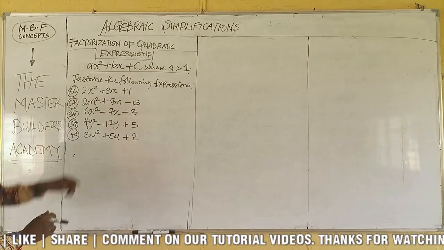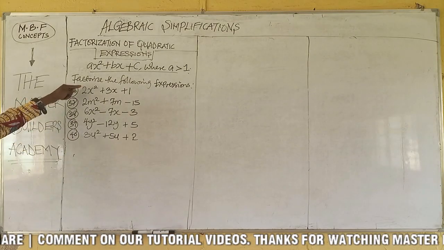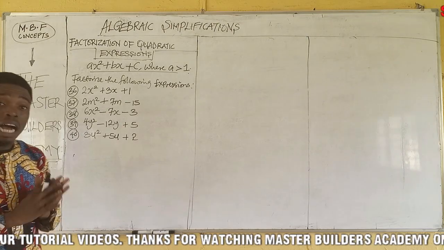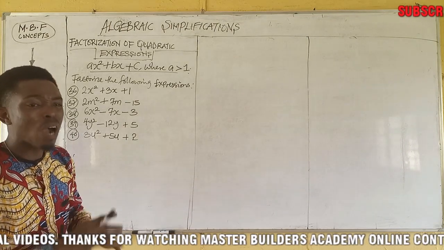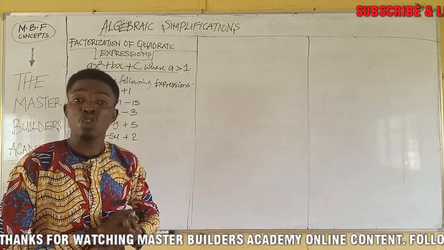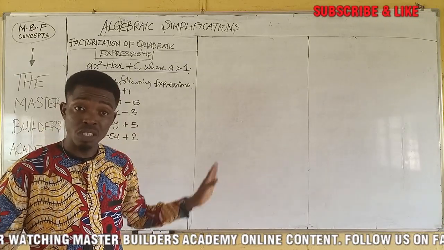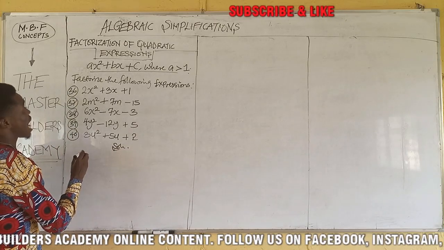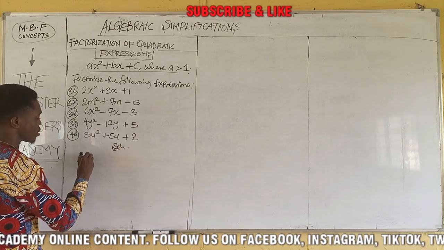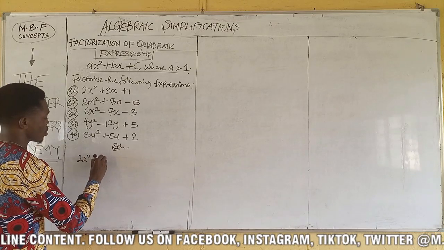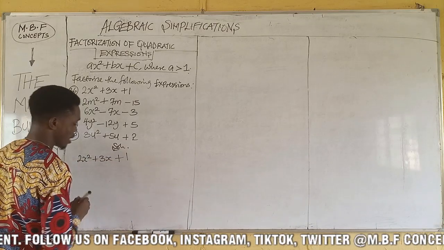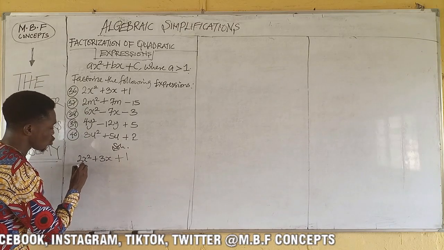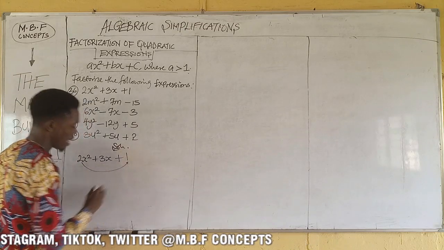As you can see from the questions you have here, the coefficient of the highest power of the variable is more than 1. Whether it is 1 or more than 1, we still solve it the same way. No difference. This is the solution. So at this point, we have 2x squared plus 3x plus 1. What do we do with this? The first thing you do is to multiply this by this.